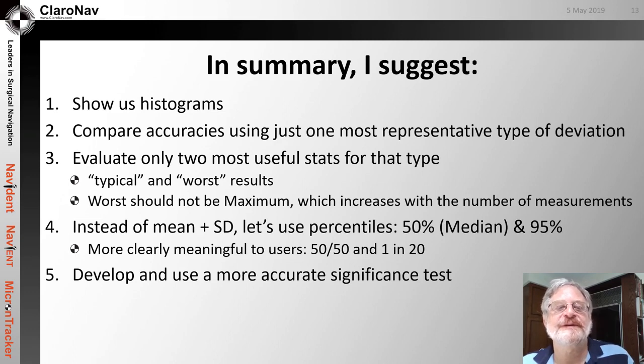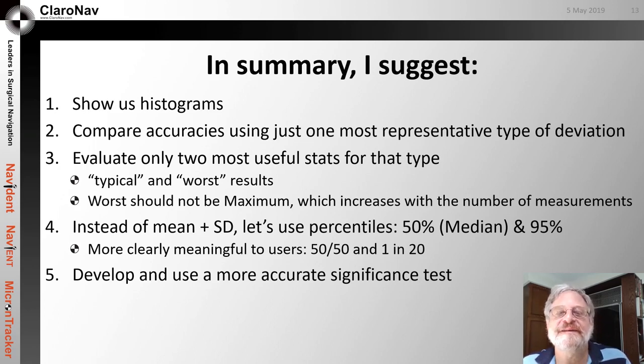3. For that one deviation type we picked, let's use just two statistical numbers, one representing a typical value and the other a more rare bad value. 4. For a typical value with a clear clinical meaning, I suggest that the median is my guy since it is easy to understand. Half the time would be below this value and half the time will be above it.